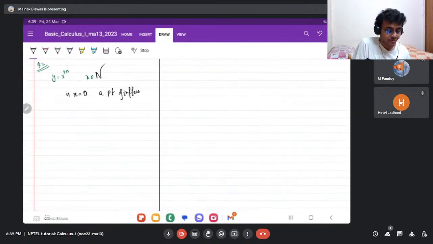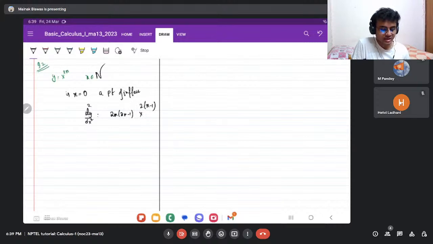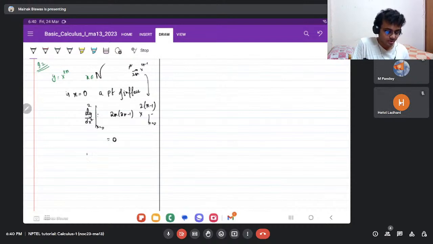See our definition. d2y/dx2 is 2n into (2n minus 1) x to the power 2 into (n minus 1). Agreed? The first derivative is 2n x to the power 2n minus 1, and the second derivative will have 2n minus 2. So is this 0 at x equal to 0? Yes. Do you think it's a point of inflection? By whatever we have seen, it should be. But let's see.